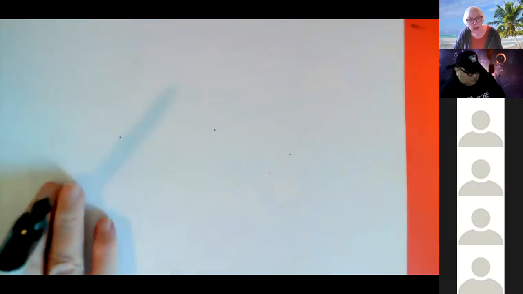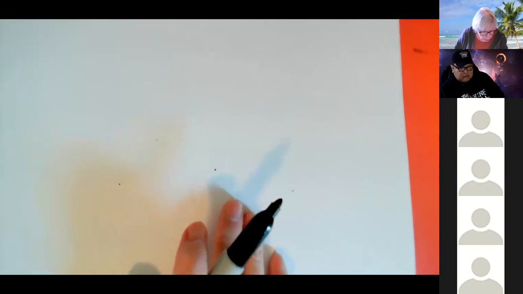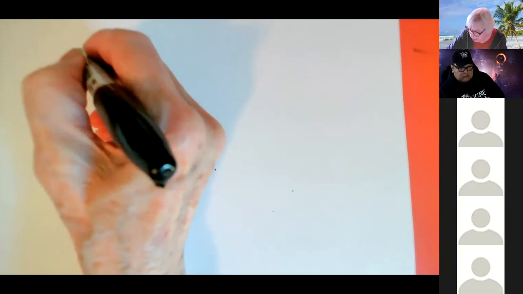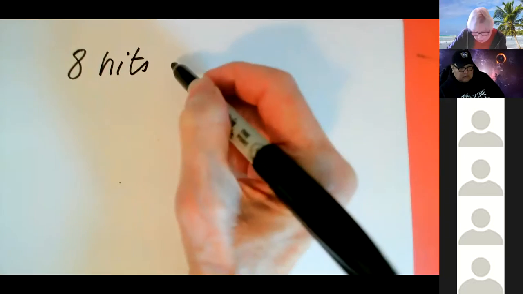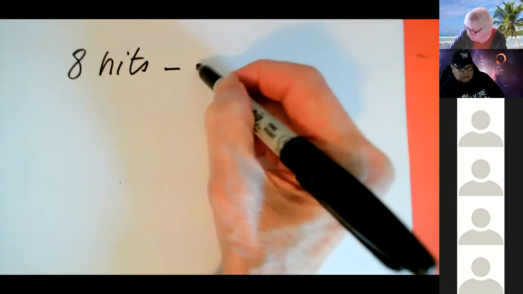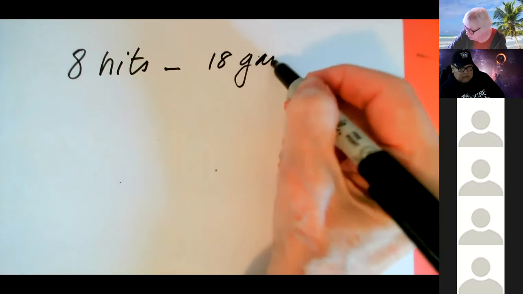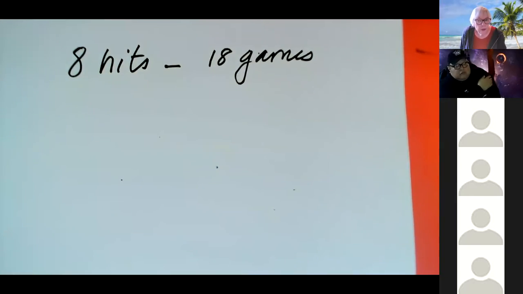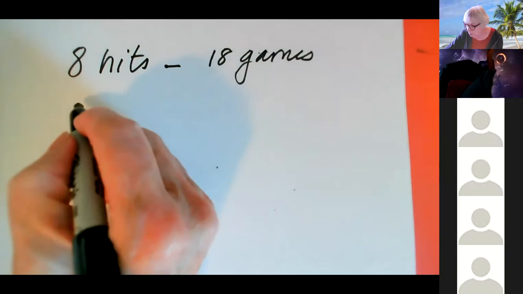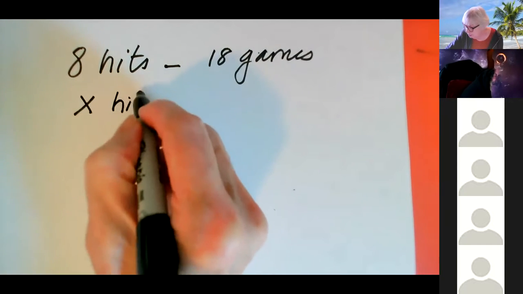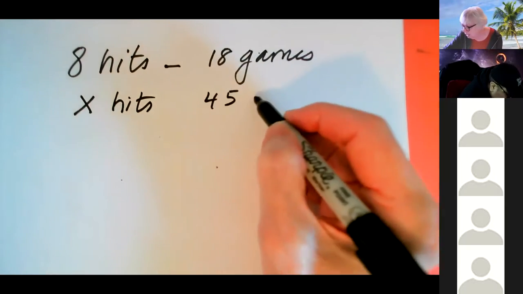So let me try another one. So they have different examples. Here's one about a baseball player. So the baseball player gets 8 hits in 18 games. Okay, I'm just reading out of this what I have. If he continues at the same rate, how many hits in 45 games? So that would be how many hits in 45 games.